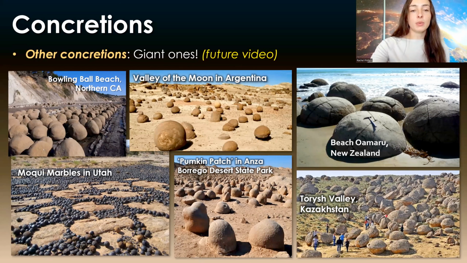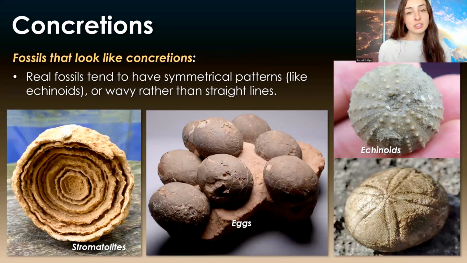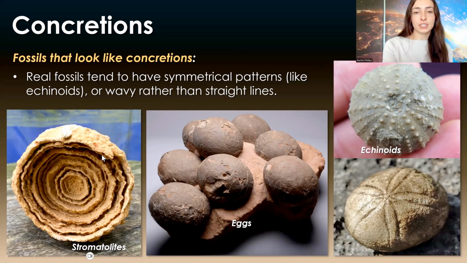But with that, I want to show a few things that are fossils that can sometimes look like concretions, or concretions can look like these fossils, which makes them easy to mix up. So here we have an example of a stromatolite on the bottom left. The way that you might tell the difference between a stromatolite, or a round stromatolite in this case, and concretions is their waviness. As you can see, the internal layers of the stromatolite here are very wavy and crinkly, and the outer surface is very bumpy. That is characteristic of stromatolites.